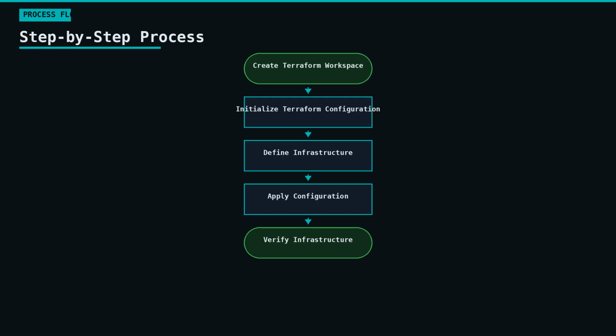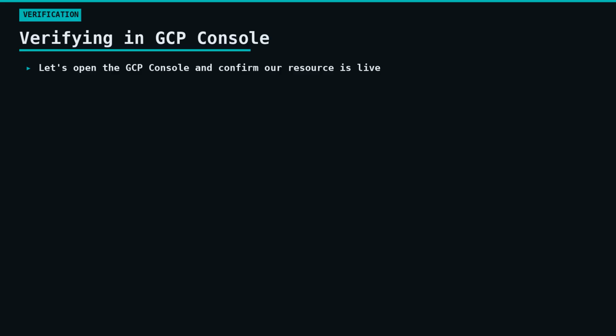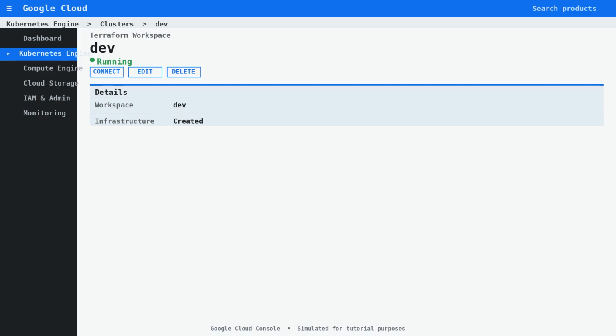Let's verify our infrastructure in the console. We can use the Terraform CLI to check the status of our workspace. Think of it like checking the status of our dishes in the kitchen. We can see if our infrastructure is created and if it's running smoothly. We can also check the Terraform state file to see the current state of our infrastructure.